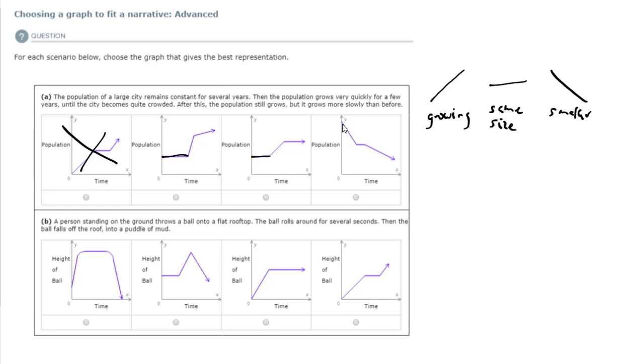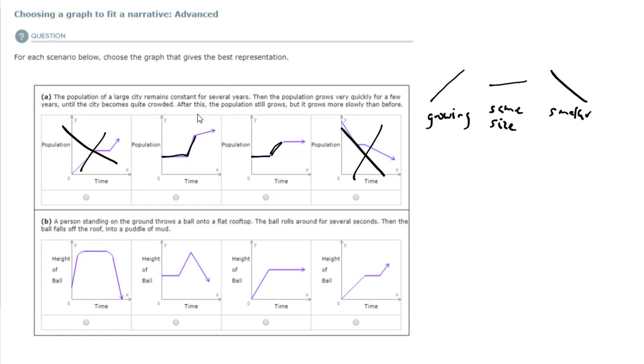Here, the population is decreasing, so it can't be that one. So it starts off constant, and this is my first sentence. Let me read sentence 2. Then the population grows very quickly for a few years until the city becomes quite crowded. So the population is growing. That means I should see it increasing in the next line. If I look at both of them, they are increasing. This one is going up, and so is this one. So far, it could be either graph.